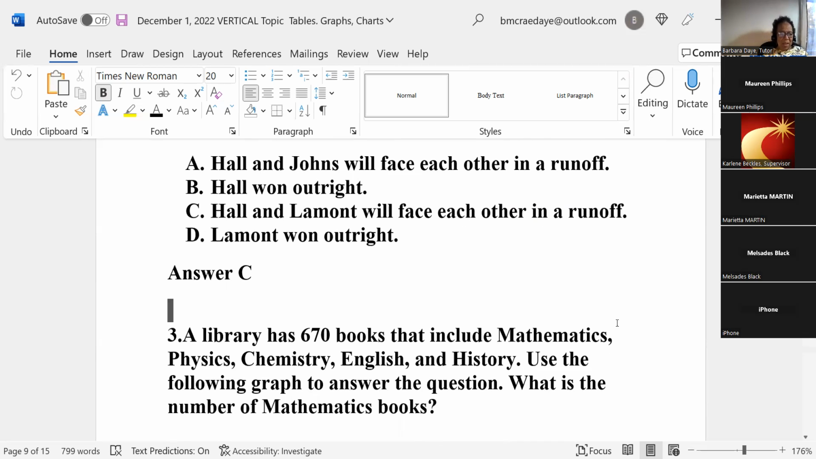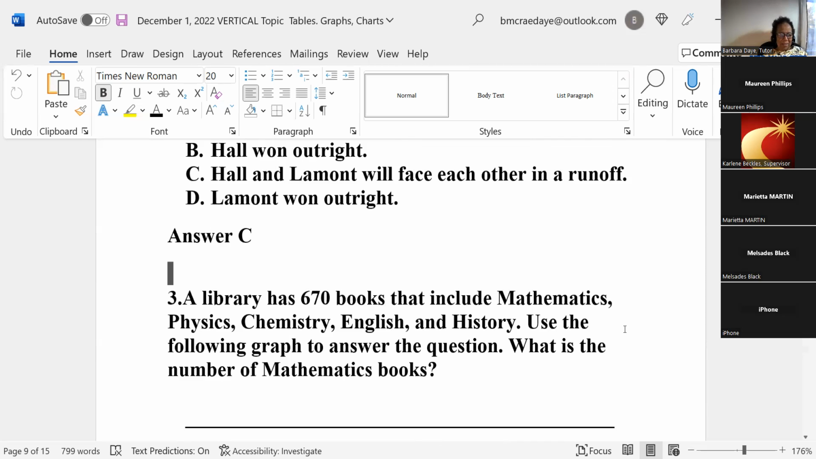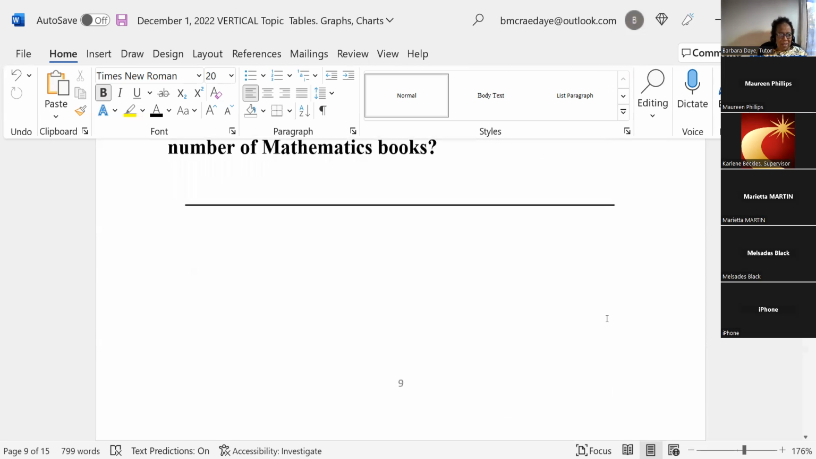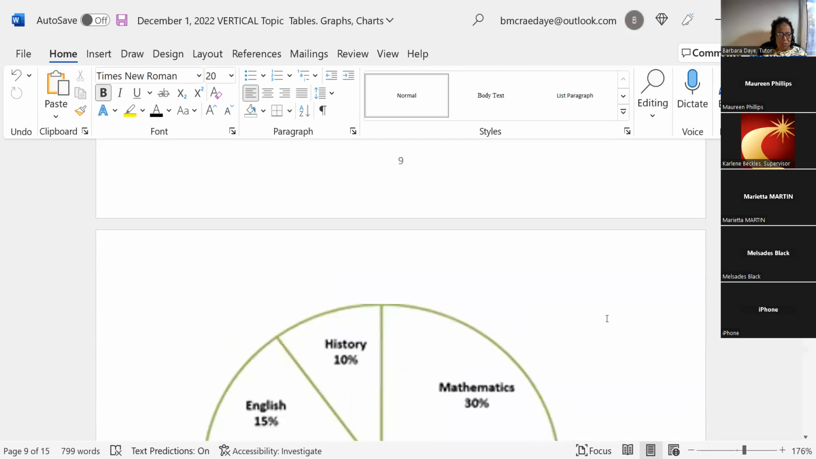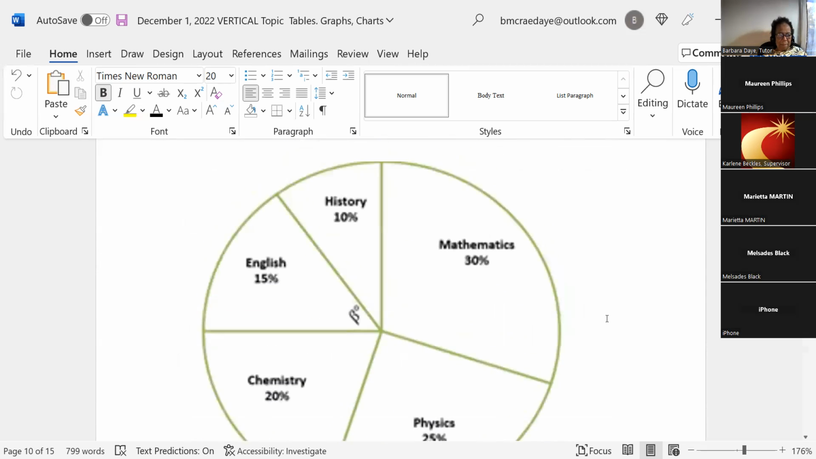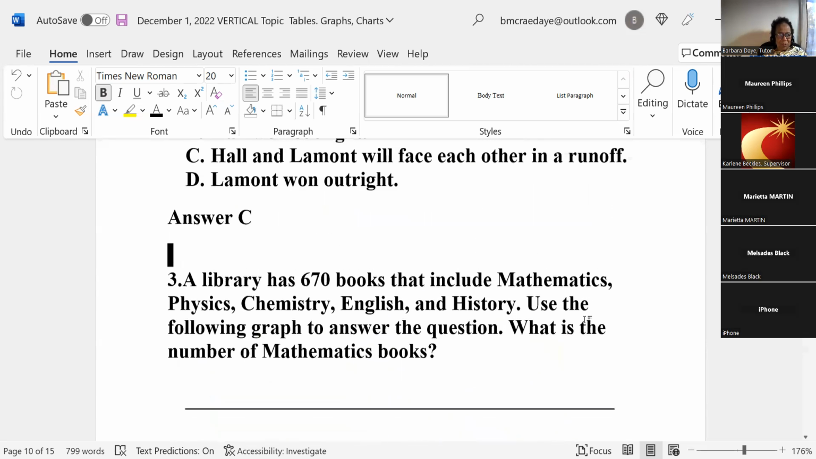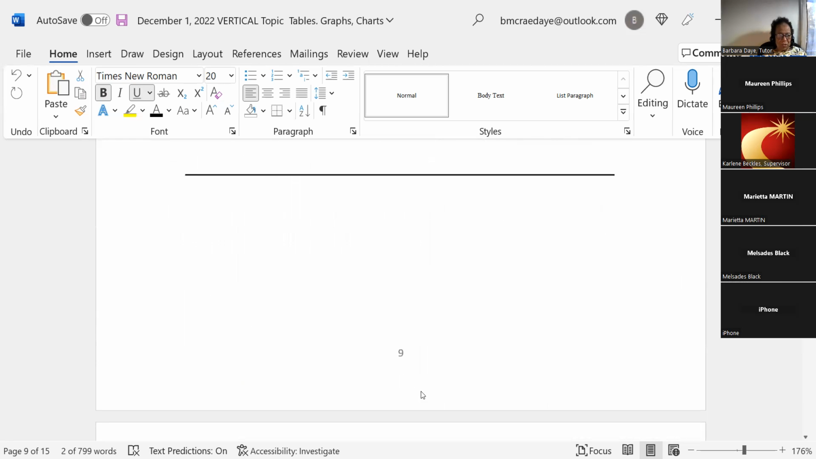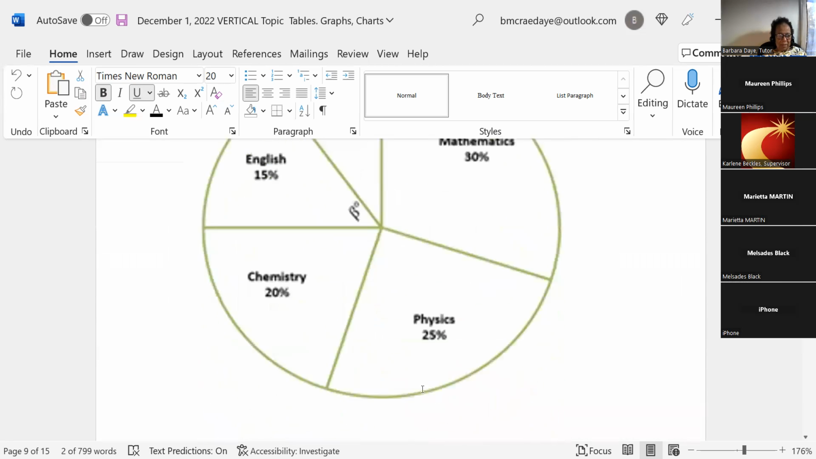Okay, number three. I want you to answer this one. I'm not going to say anything. Use this graph and answer the question. A library has 670 books, including math, physics, chemistry, English, and history. What is the number of mathematics books? And you use this graph to determine that, okay?